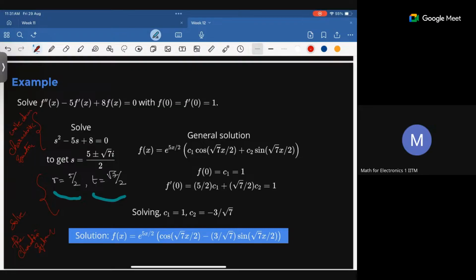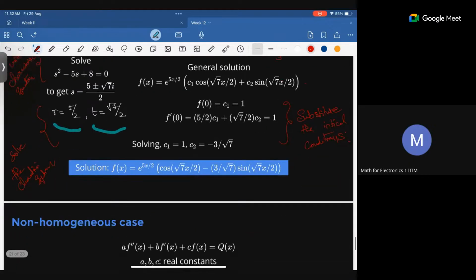Once you solve the characteristic equation, only then will you fall into the classes. Depending upon the roots that you get, your general solution will change. And finally, you substitute the initial conditions. So these three steps are common in all three cases. The only thing that changes is the general solution, and that depends on the solution of your quadratic equation. Okay. Hope this is clear.